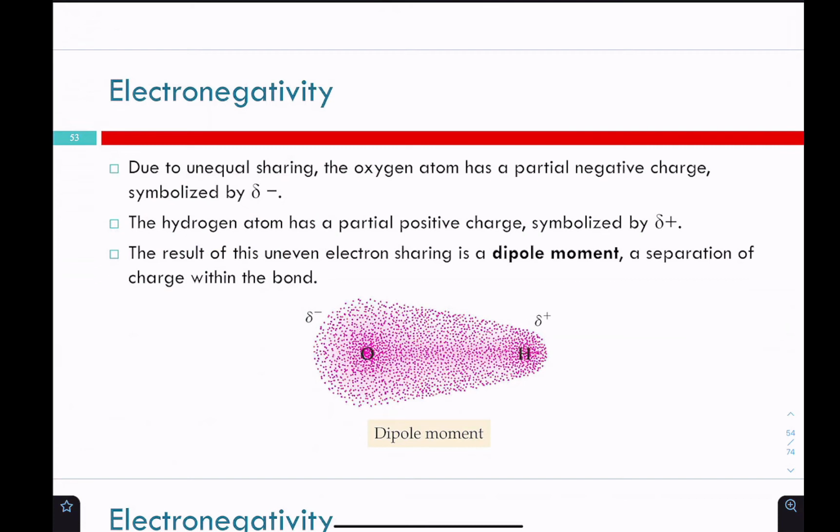So this unequal sharing, you can kind of see it with all these dots, right? There's more dots around oxygen than there are around hydrogen, so that makes it slightly negative, while the hydrogen's slightly positive, and we call this a dipole moment. So a dipole means that it has two poles, right? Di means two, and one of them's positive, one of them's negative, like either ends of a magnet. So that's in this bond between hydrogen and oxygen.